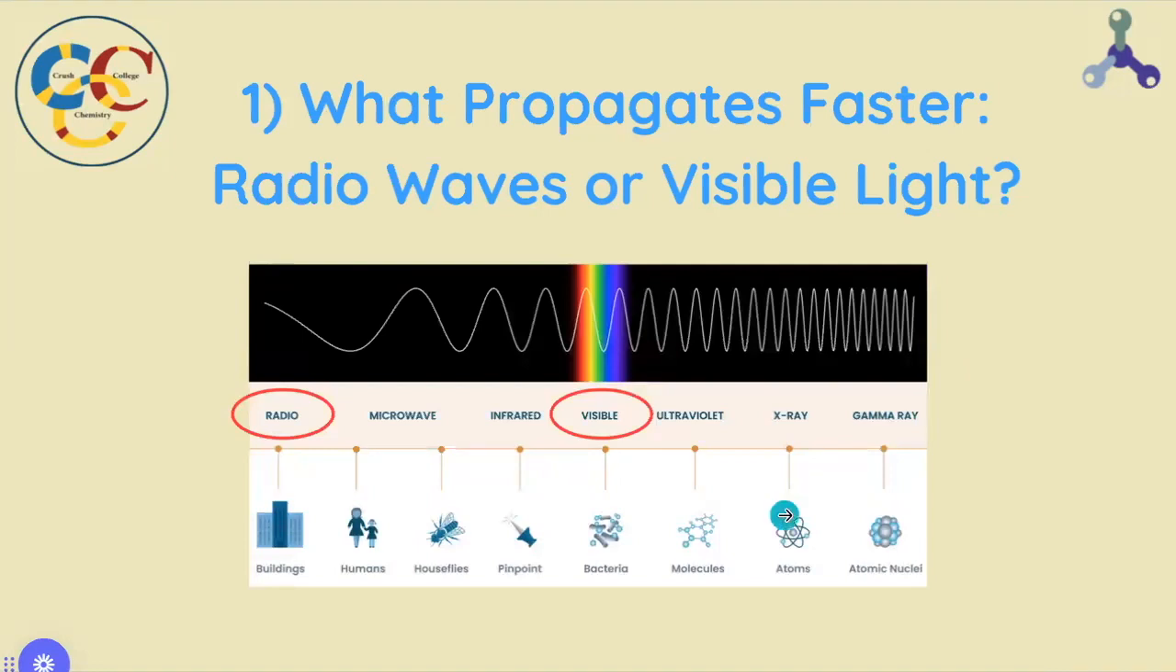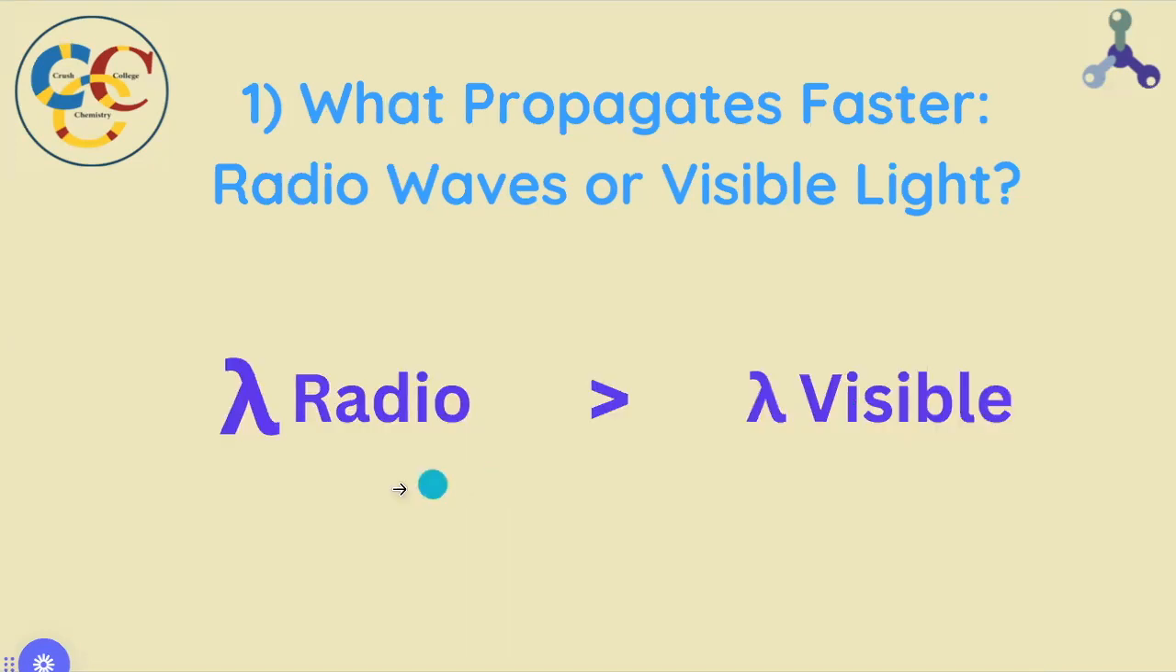Question 1. What propagates faster, radio waves or visible light? Here is the electromagnetic spectrum, and as we can see, radio waves have a longer wavelength than visible light. But what does that tell us about their speeds of propagation?